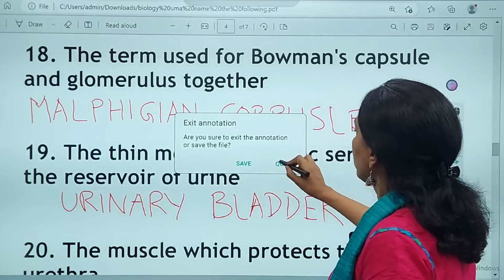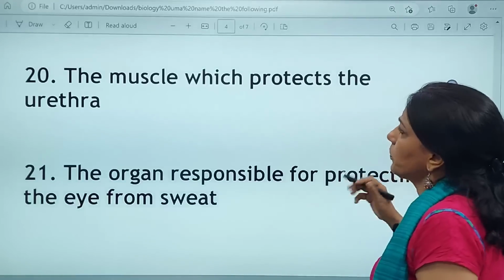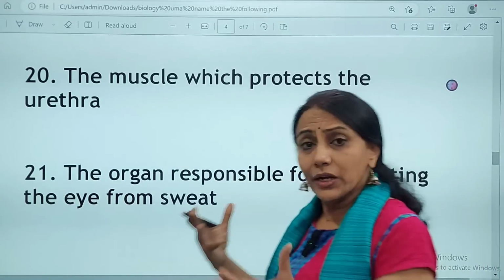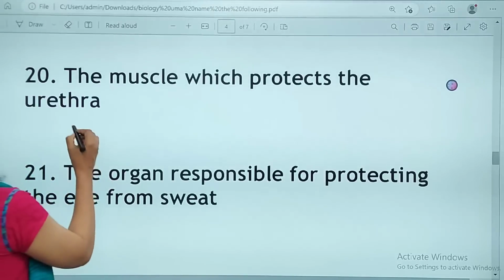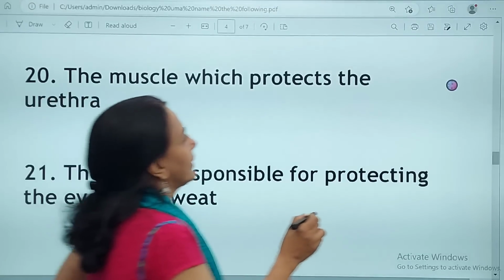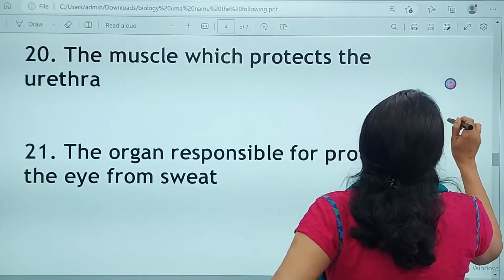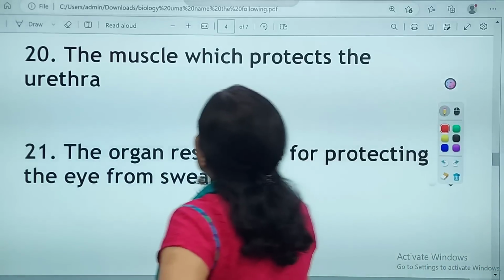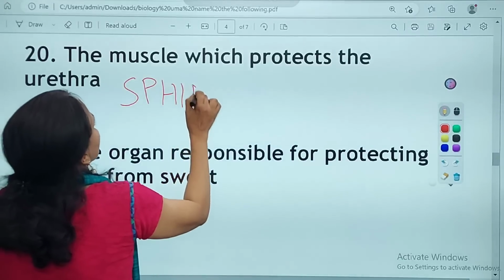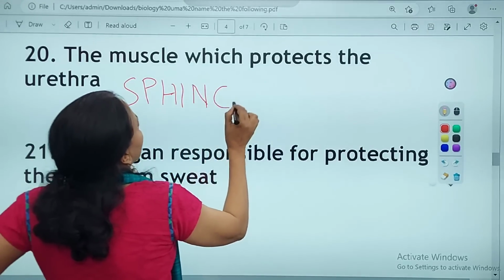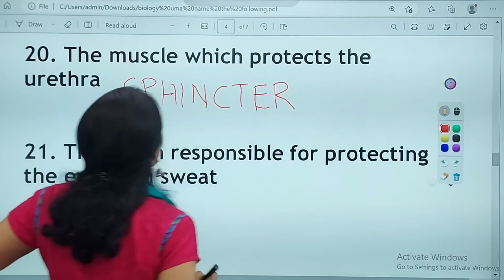Okay, we go to the next one now. The muscles which protect the urethra. Or should I say, which regulate the flow of the urine. What are those muscles? They are called sphincter muscles. I forgot again, so I need to go back, get the pen out, and write it here. Sphincter muscles. These are important muscles that help to regulate the flow of the urine.